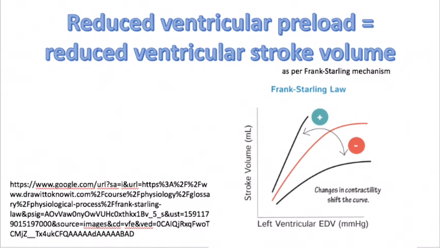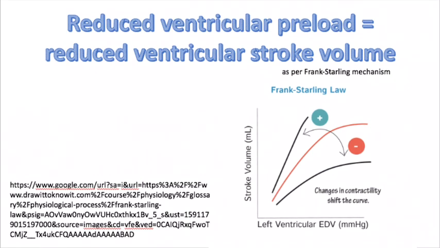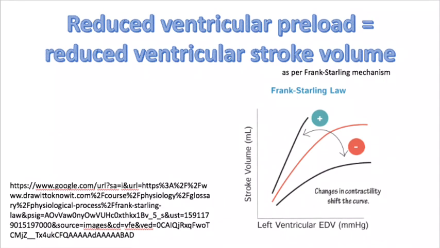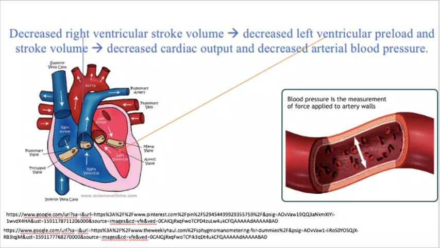Reduced ventricular preload decreases ventricular stroke volume, that is, it decreases the amount of blood ejected per beat from the respective ventricles of the heart, according to the Frank-Starling mechanism. When there is a decrease in right ventricular stroke volume, there is a consequent decrease in pulmonary venous blood flow to the left ventricle, therefore decreasing left ventricular preload and stroke volume. A decrease in stroke volume, that is the blood pumped from the left ventricle of the heart, then decreases cardiac output and so arterial blood pressure.